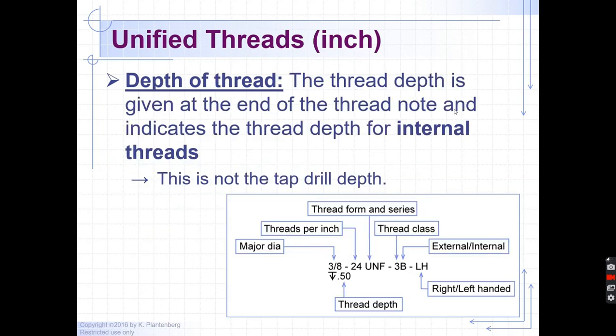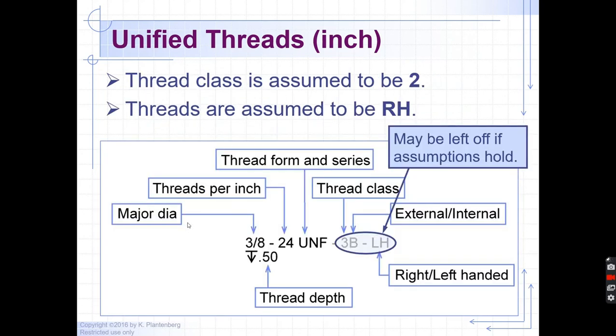Okay, the depth of the thread is given at the end of the note and indicates the thread depth for internal threads. It's not the tap drill depth. This is the depth to not the point, but the flat on the end of the thread. Okay, thread classes are assumed to be 2. Threads are assumed to be right-handed.